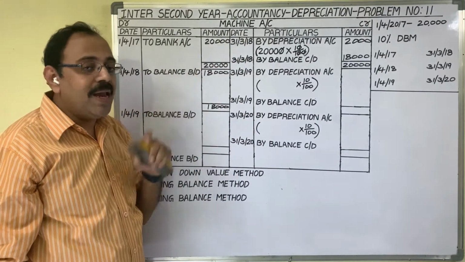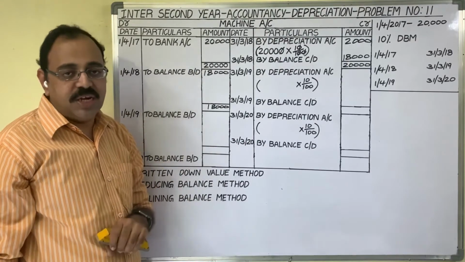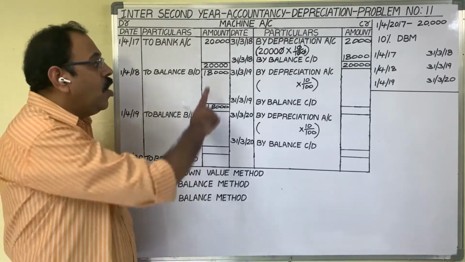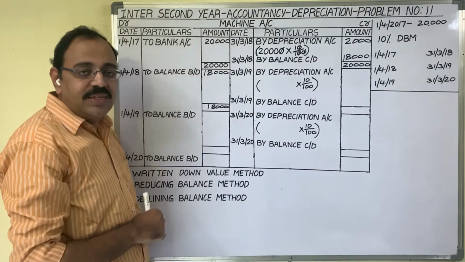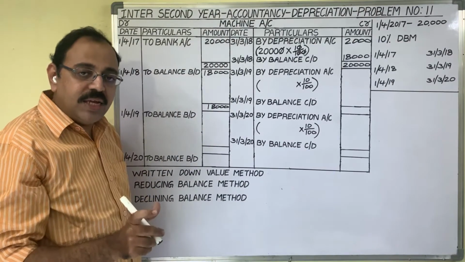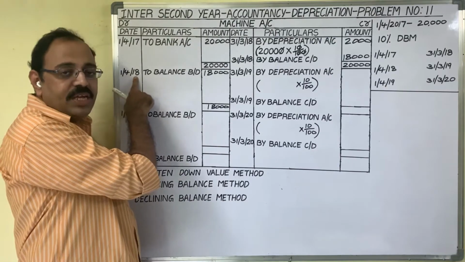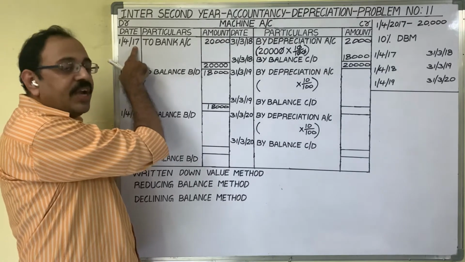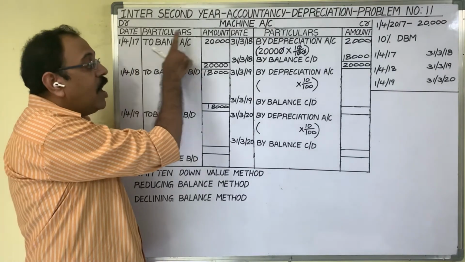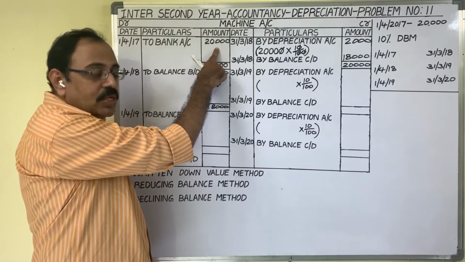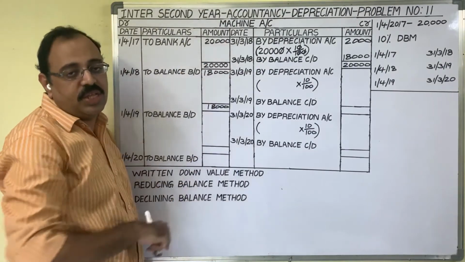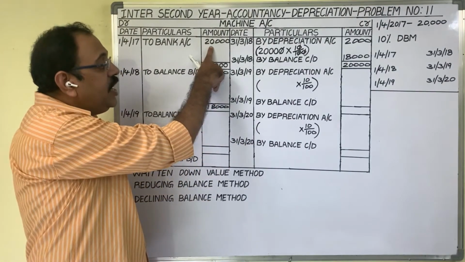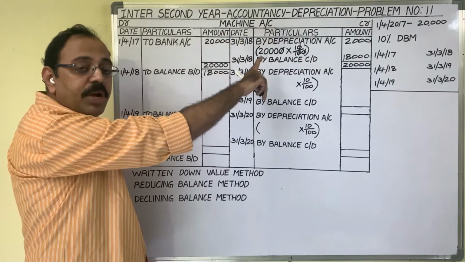But this is the diminishing balance method. The feature of this method is that every year we should calculate the depreciation on the opening balance of the asset, that is, the balance of the asset on the starting date of the year. For the first year, the opening date is 1/4/17. On that day, we have a 20,000 worth asset with us. So the opening balance of the asset is 20,000. Cost is also 20,000.